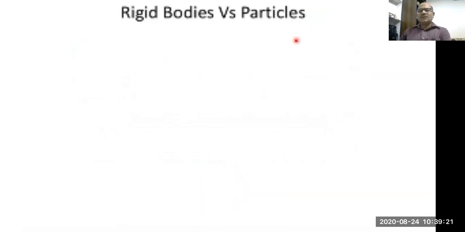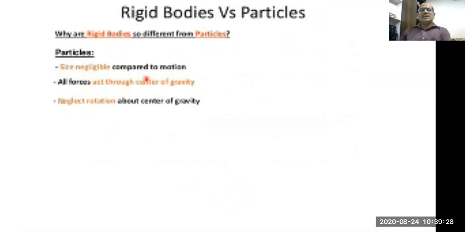Now, comparing a rigid body versus particles, particles are negligible in size. We cannot provide force to a single particle because the size of the particle is very small, and all force acts through the center of gravity of that particle. We cannot consider rotation about the center of gravity, so we have to neglect that.